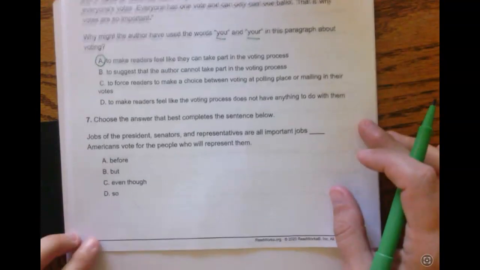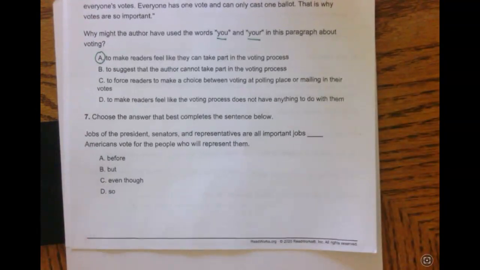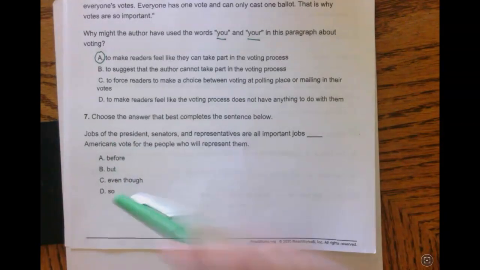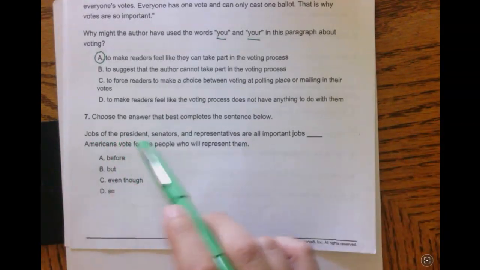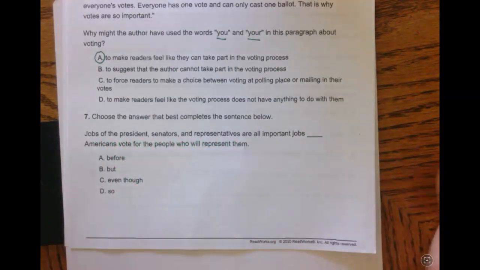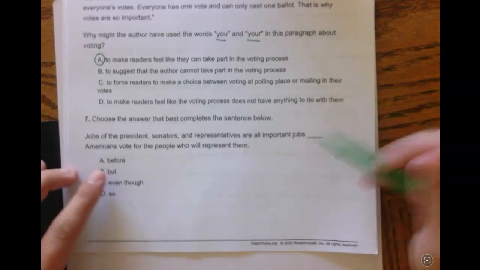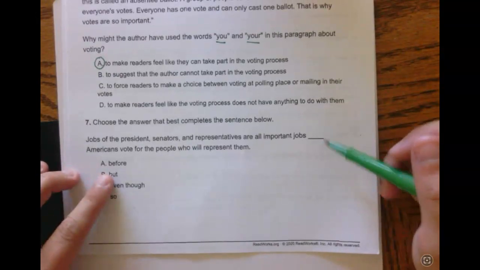All right, and our final question. Choose the answer that best completes the sentence below. Jobs of the president, senators, and representatives are all important jobs. Blank word, Americans vote for the people who will represent them. So let's try inputting some of these words over here to see if it makes sense.